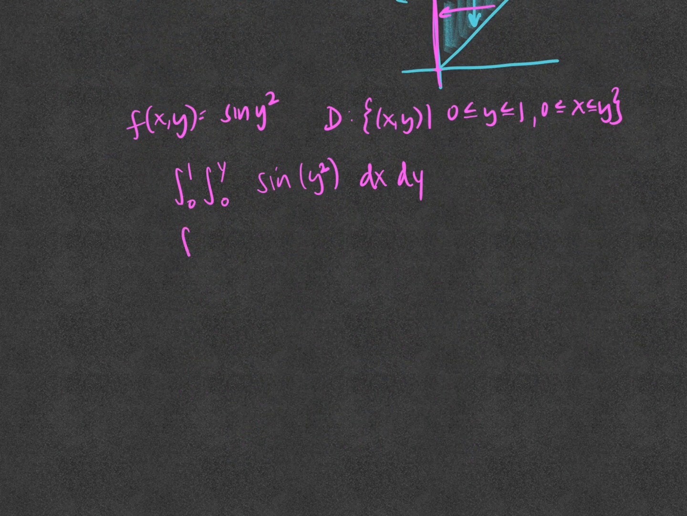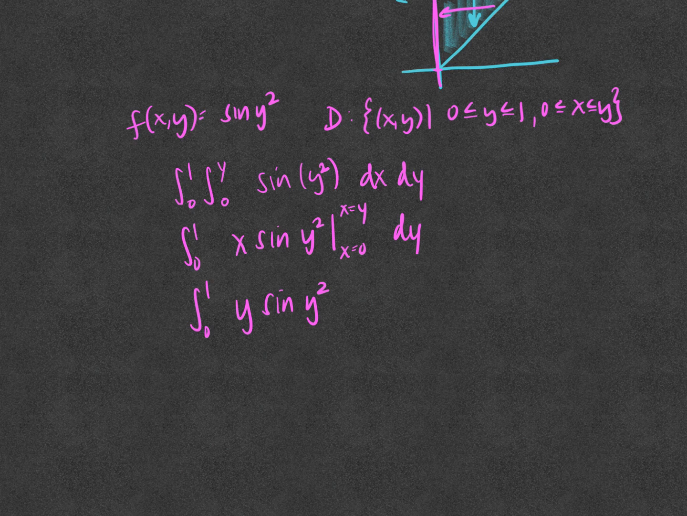So we're going to integrate in terms of x. When we integrate that, it doesn't have an x. We're going to say x sine y squared from x equals 0 to x equals y in terms of y. So we have 0 to 1, and x is going to be y sine y squared minus 0, so I'm going to leave that off, dy. Now this is not a bad problem to do at this point, because we can let u equal y squared, and then du is going to be 2y dy, so dy equals 1 over 2y du.